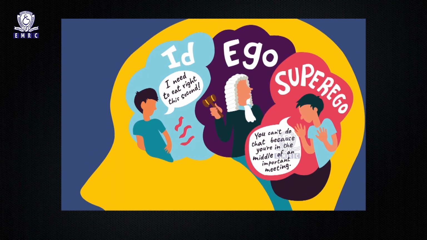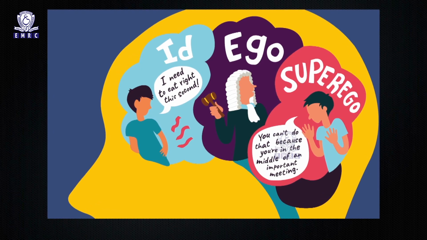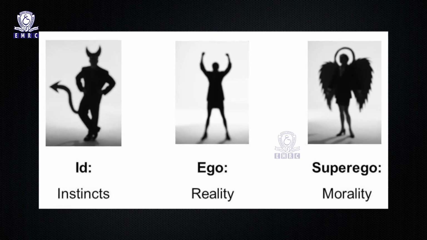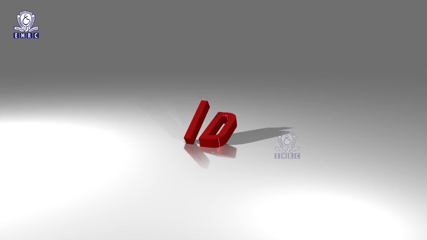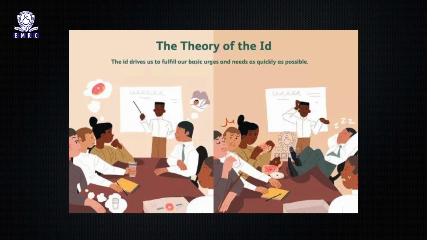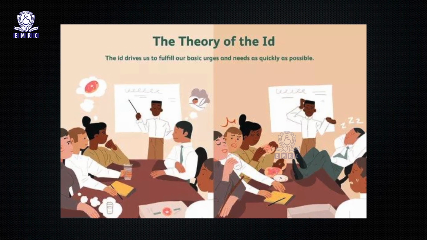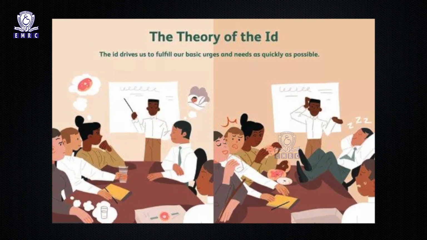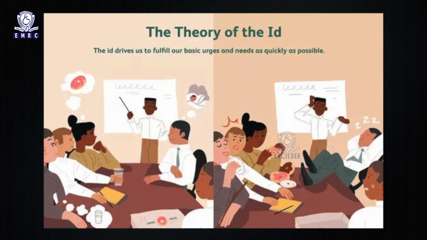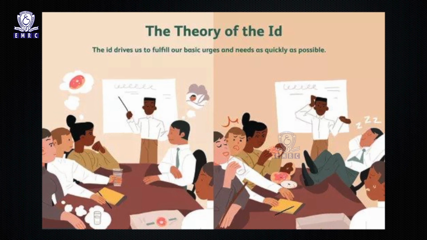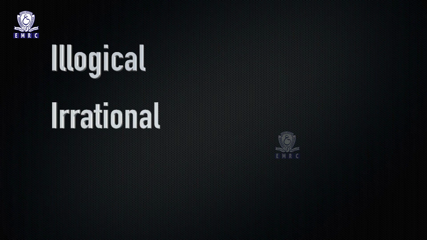Id, ego, superego. Freud proposed that the human psyche could be divided into three parts: id, ego, and superego. Id is conceived as a reservoir of instinctual energy that contains biological urges such as impulses toward survival, sex, and aggression. The id is unconscious, childlike, and operates according to the pleasure principle, the drive to achieve pleasure and avoid pain. The id is characterized by primary process thinking, which is illogical, irrational, and motivated by a desire for the immediate gratification of impulses.